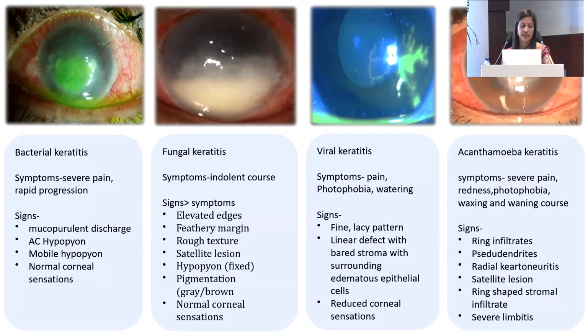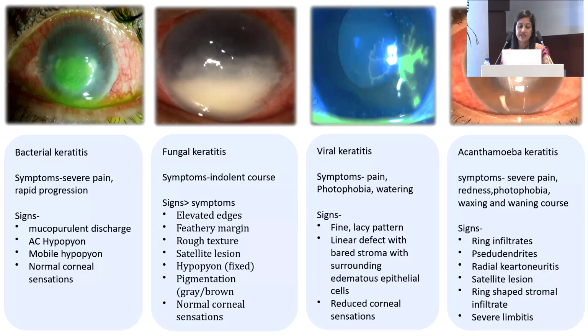In bacterial keratitis, usually symptoms are severe: severe pain, rapid progression, mucopurulent discharge, mobile hypopyon, and normal corneal sensations. In fungal keratitis, usually it's an indolent, slow course with elevated edges, a dry-looking surface, feathery margins, satellite lesions, fixed hypopyon, and it can be pigmented, with normal corneal sensations.